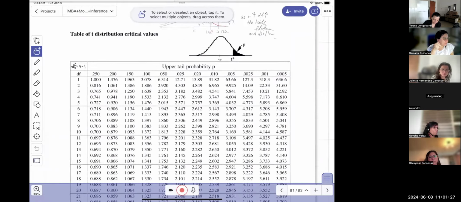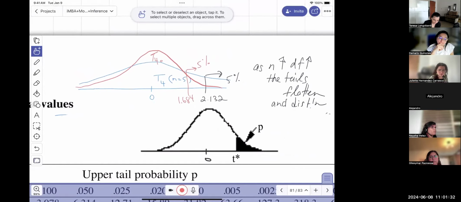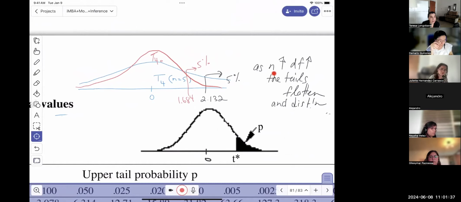This is the T table, and I did this explanation last time. It depends on the sample size, but we convert that into what's called the degrees of freedom, which we learned about back when we talked about the sample standard deviation. Degrees of freedom is equal to n minus 1, just one less than n. So as n increases, the larger your sample size, obviously the larger the degrees of freedom.